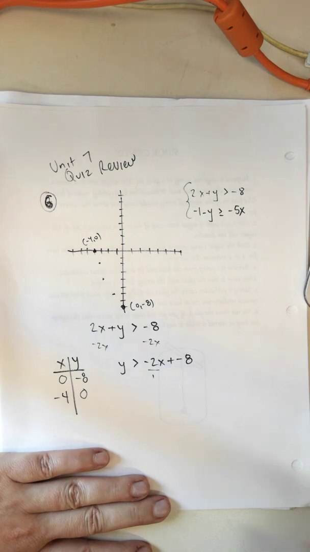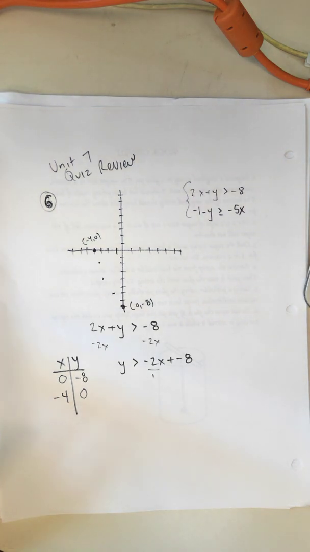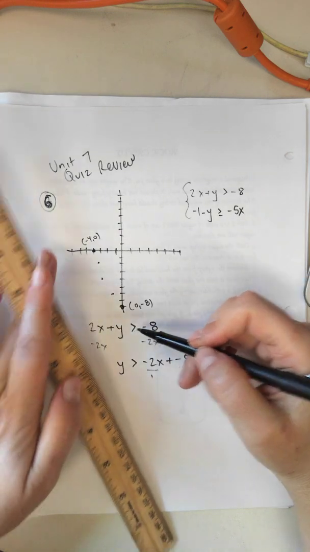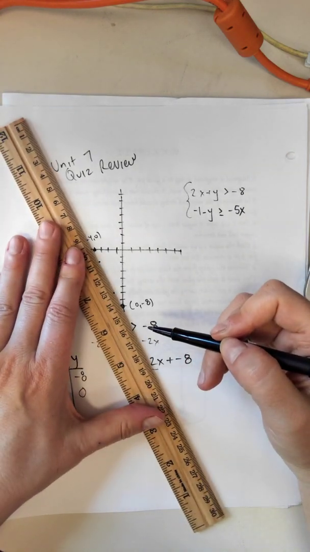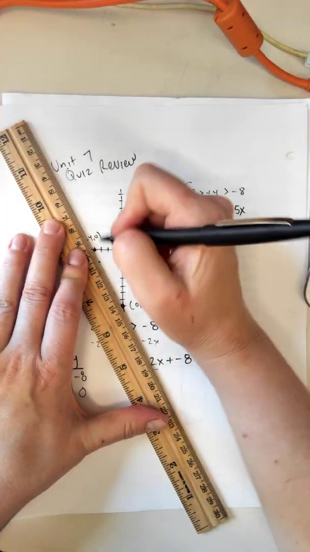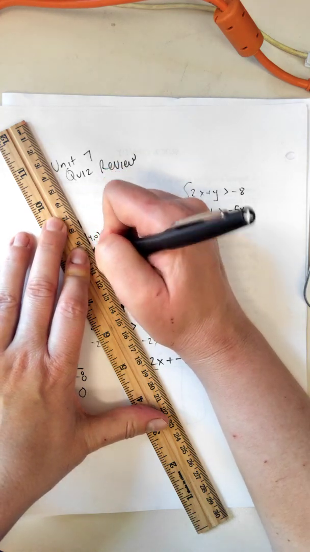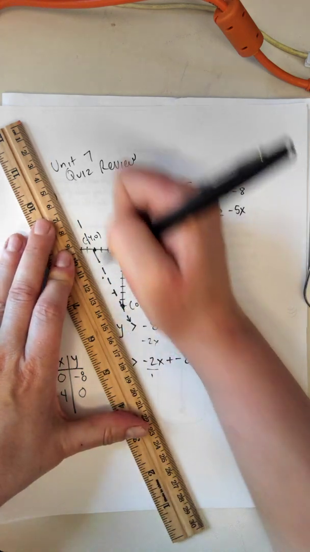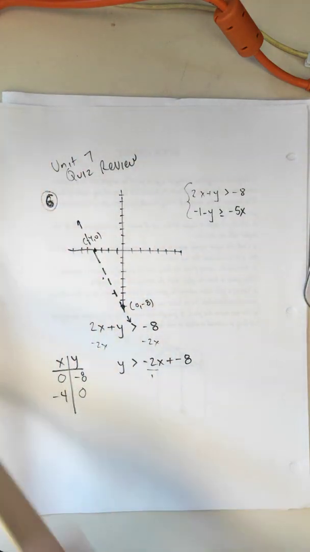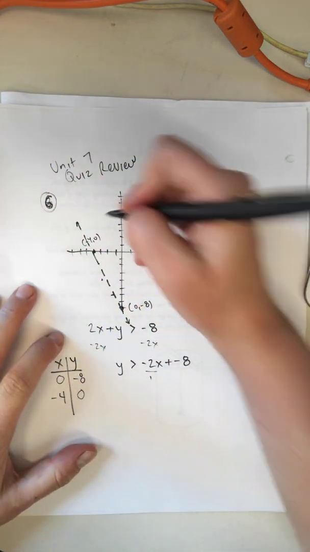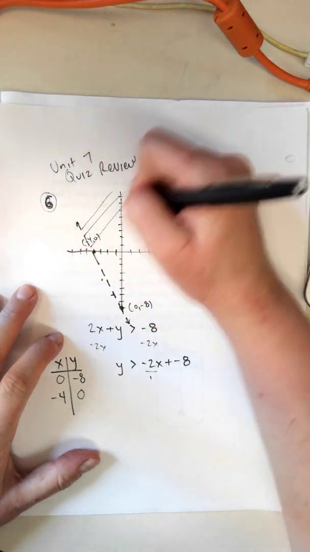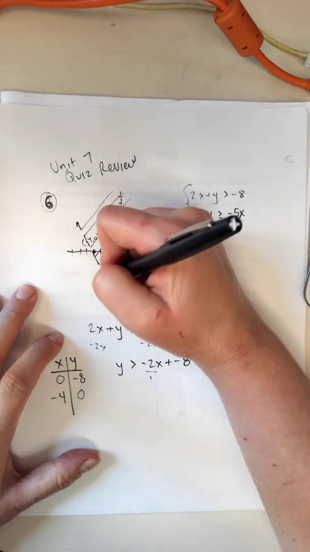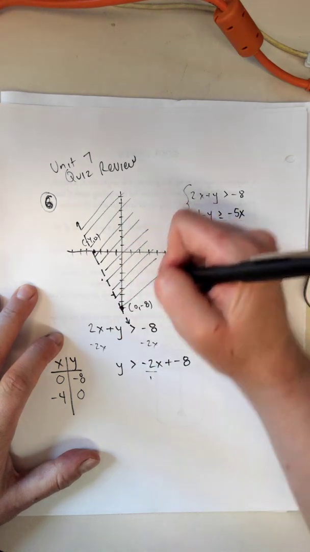This is a terrible line. Sorry, I have a hard time eyeballing it. All right, so anyway, and by the way, this is a greater than sign, so it's a dotted line. Oh, it was really off in my drawing. So a dotted line. And then we need to think about which direction we should shade. Well, y is greater than the line, so we shade everything bigger than the line. So we're done half the problem.